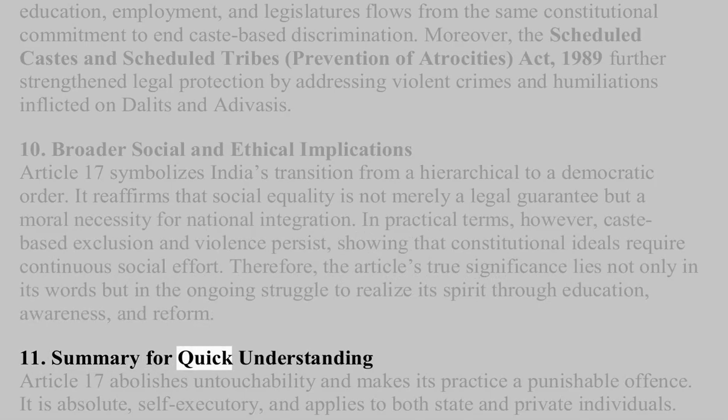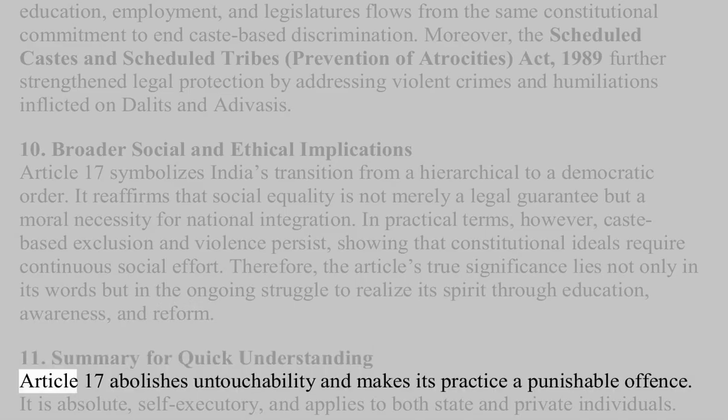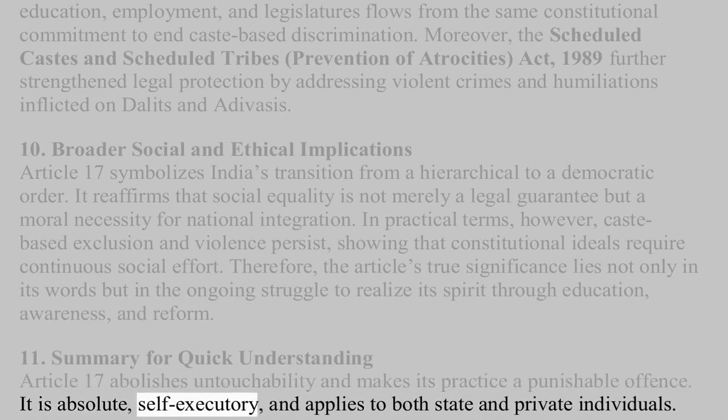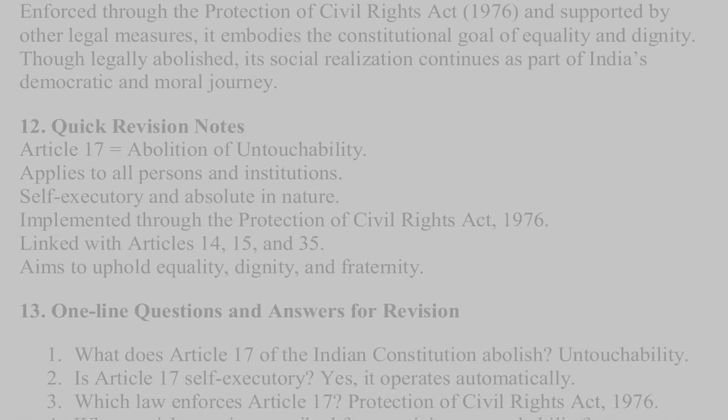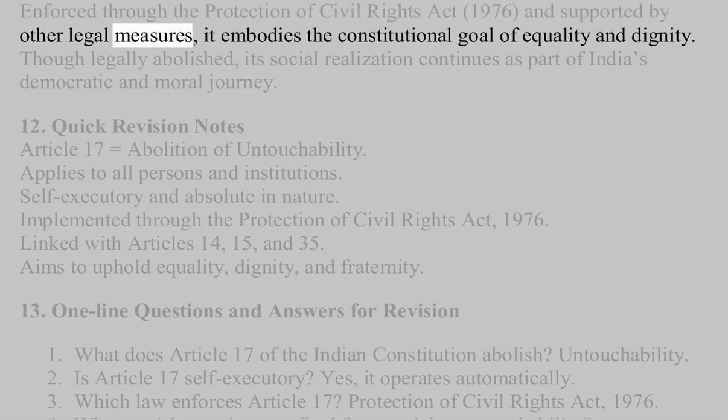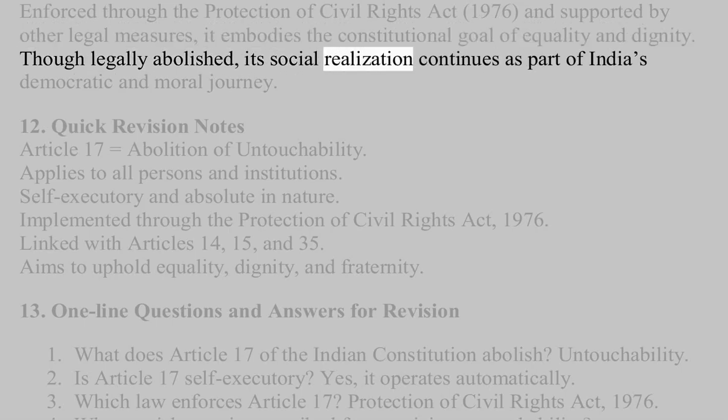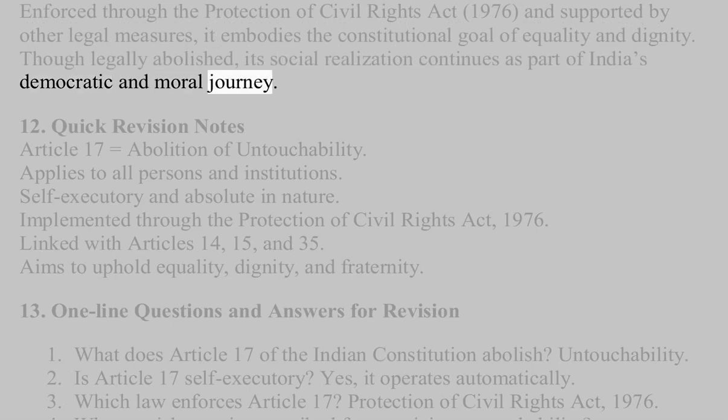11. Summary for quick understanding. Article 17 abolishes untouchability and makes its practice a punishable offense. It is absolute, self-executory, and applies to both state and private individuals. Enforced through the Protection of Civil Rights Act, 1976, and supported by other legal measures, it embodies the constitutional goal of equality and dignity. Though legally abolished, its social realization continues as part of India's democratic and moral journey.